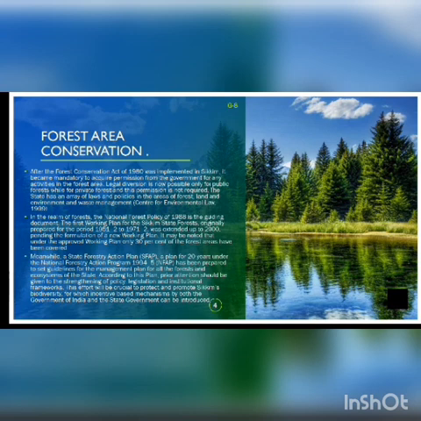Forest area conservation. After the Forest Conservation Act of 1980 was implemented in Sikkim, it became mandatory to acquire permission from the government for any activities in the forest area. Legal diversion is now possible only for public forests, while for private forest land, this permission is not required. The state has an array of laws and policies in the areas of forest land and environment and waste management. In the realm of forests, the National Forest Policy of 1988 is the guiding document.